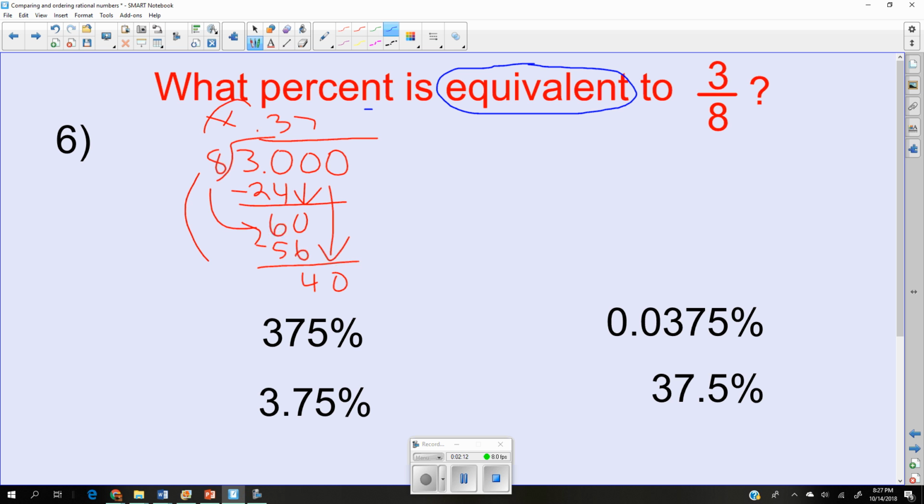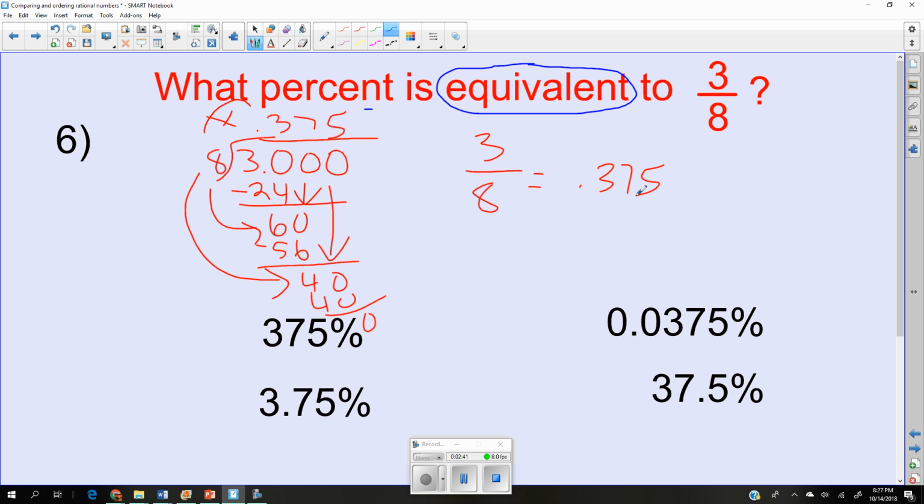So now we're dividing 8 into 40. How many times will 8 go into 40? 5 times. Because 8 times 5 is 40, and we have no more remainder. So now we know that 3/8 equals 0.375. All right, so we have that, but it's not a percent. Okay, so now we have to change the decimal to a percent.